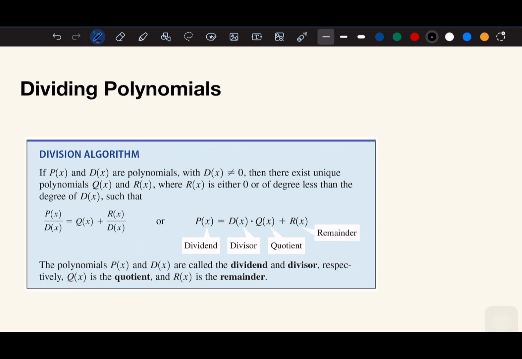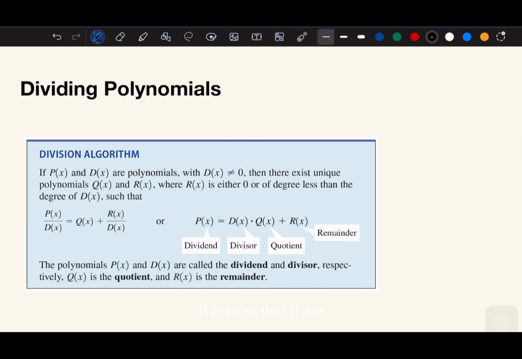Because when you divide some polynomials by other polynomials, or maybe by some other equations as well, you will see that we can rewrite it. For example, if P and D are our polynomials, we can rewrite P and D in this structure.